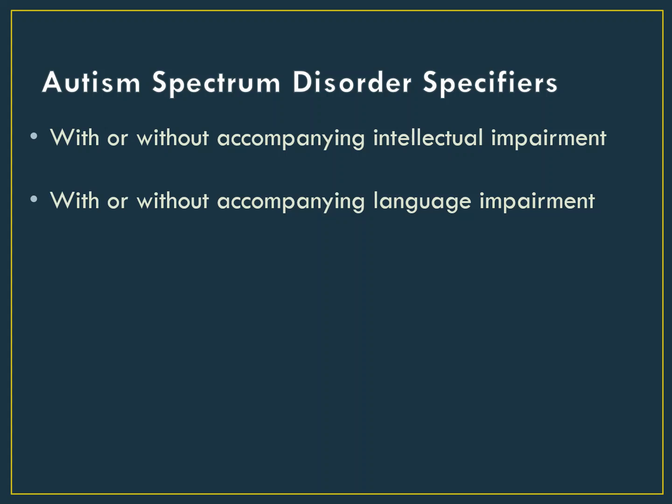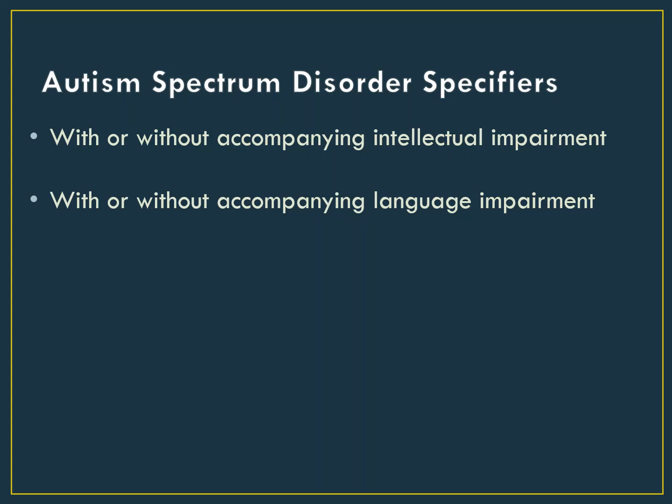Importantly, autism spectrum disorder must be diagnosed according to 2 specifiers. It needs to be noted whether or not the individual has intellectual impairment and language impairment. So the technical diagnosis would be autism spectrum disorder, with or without accompanying intellectual impairment, and with or without accompanying language impairment. These specifiers are now used in place of the separate categorical diagnoses, like Asperger's syndrome.